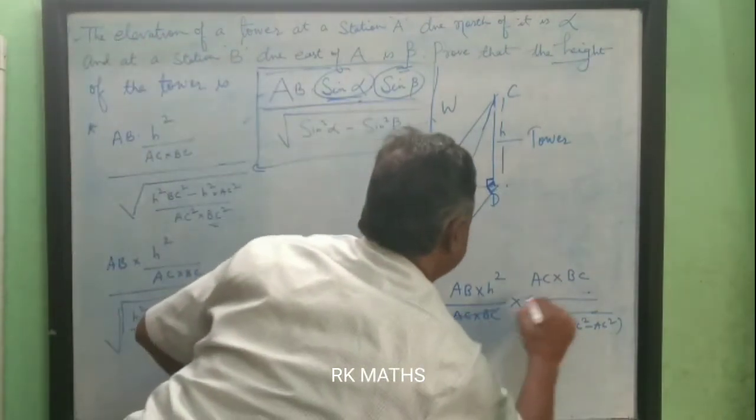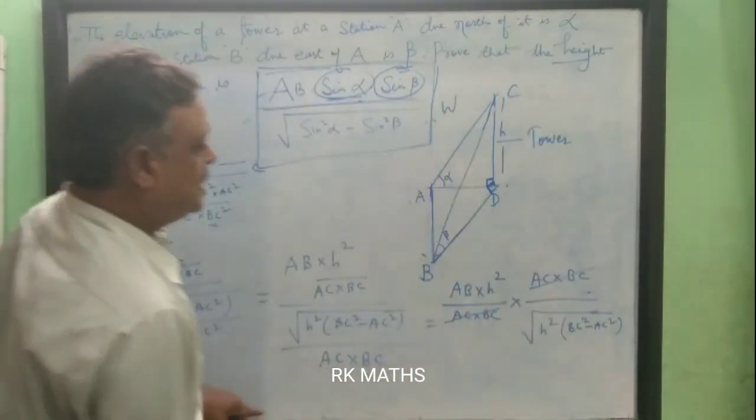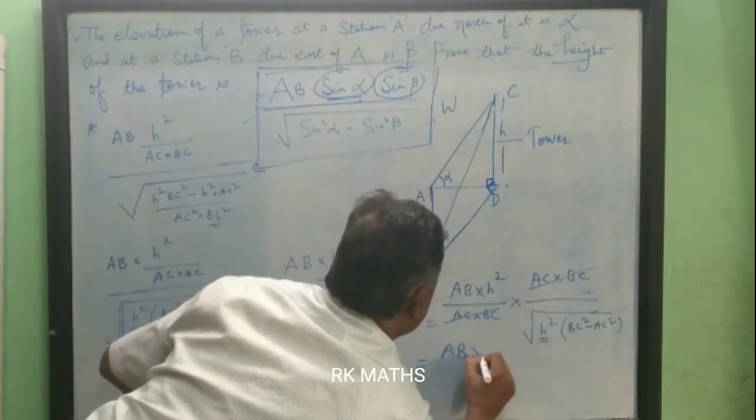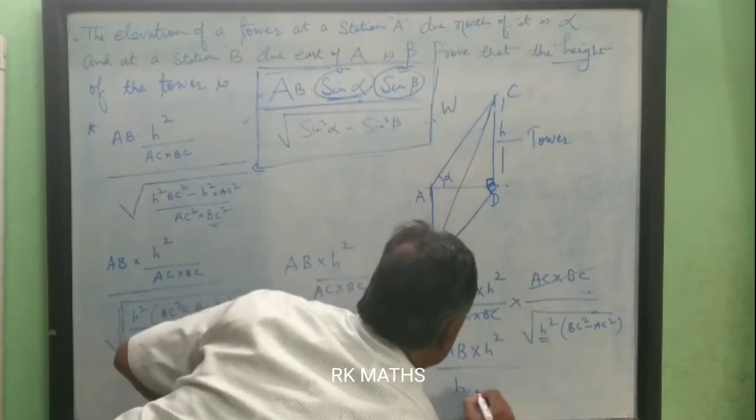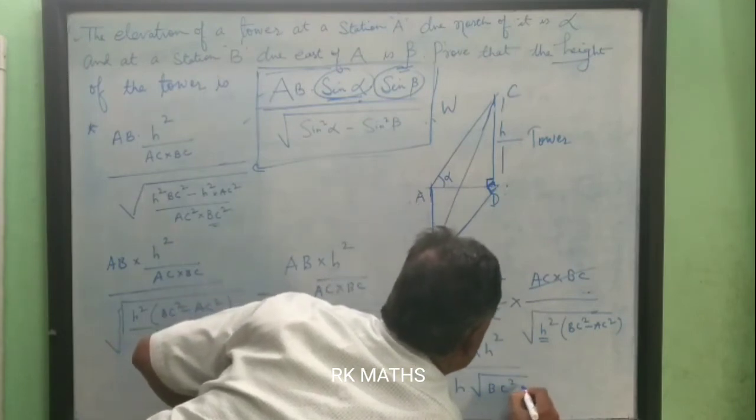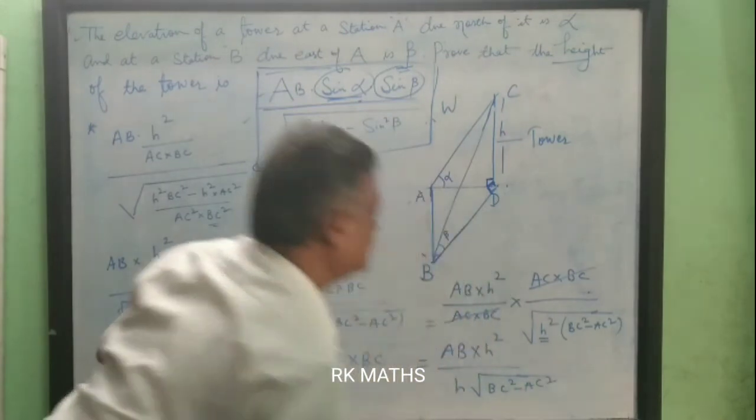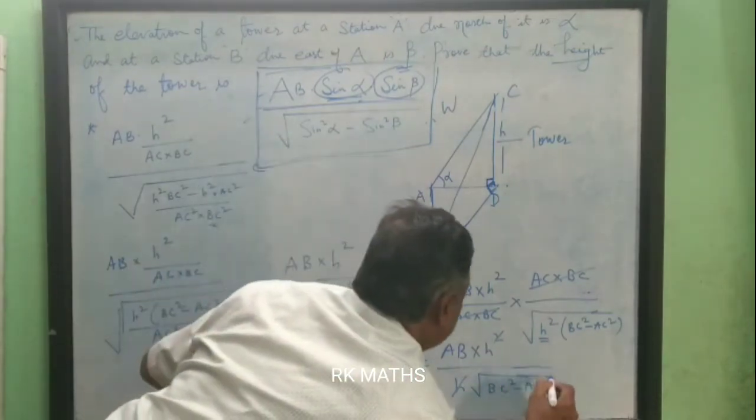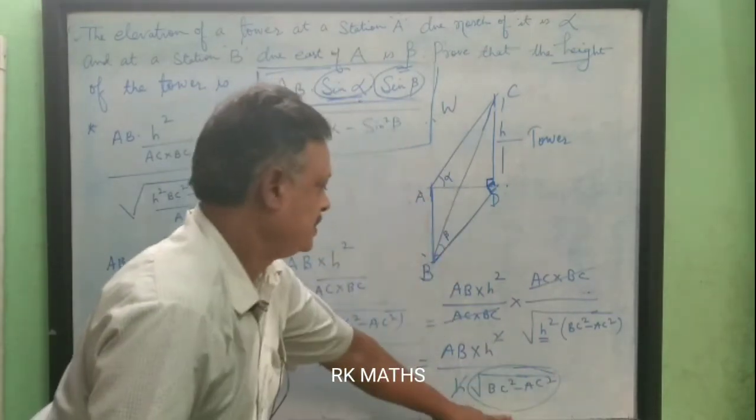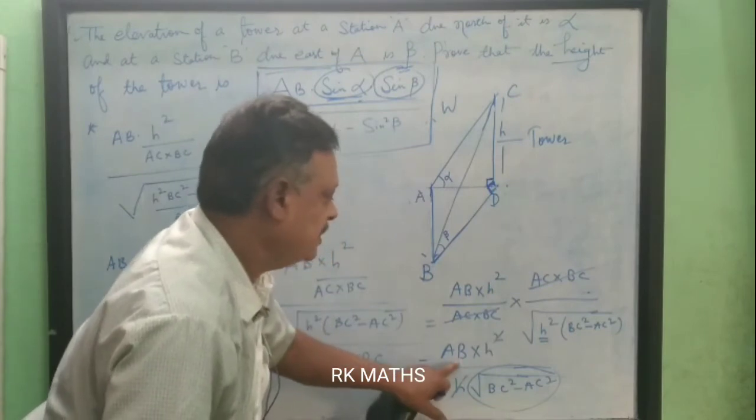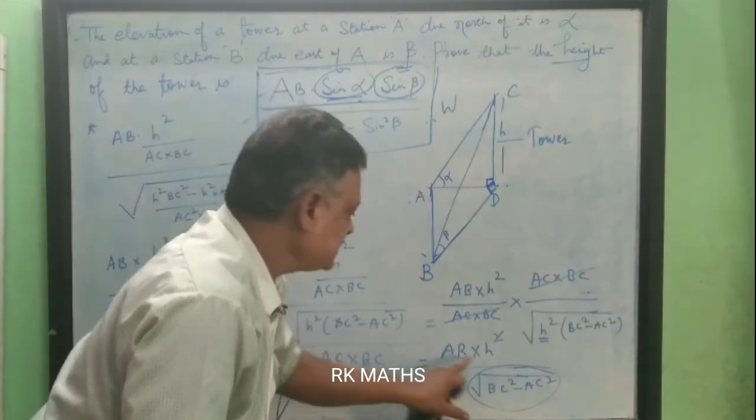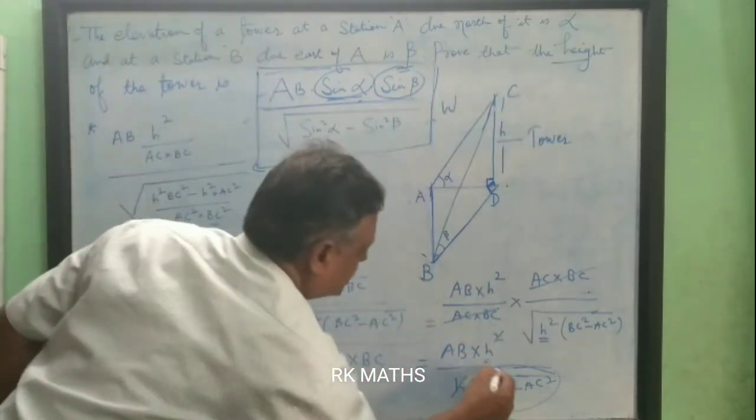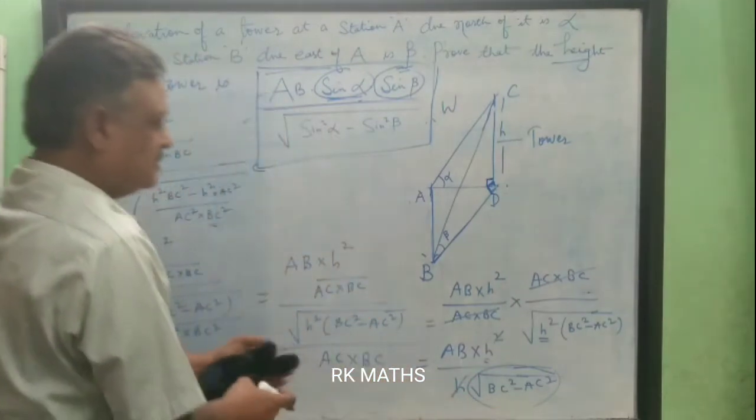So here AC into BC cancelled, and if this under root h square will come out of this, this will give AB into h square by h under root BC square minus AC square, and h cancel. And now we have to calculate this part, and this part should give AB, so that this will be cancelled and we will prove that the height of the tower will be h. Now let us calculate this part. Note down up to here.